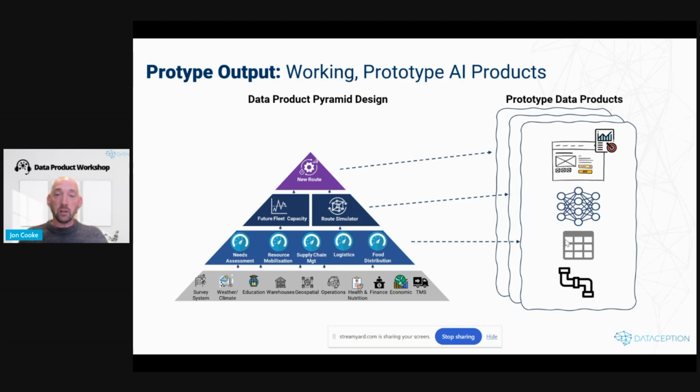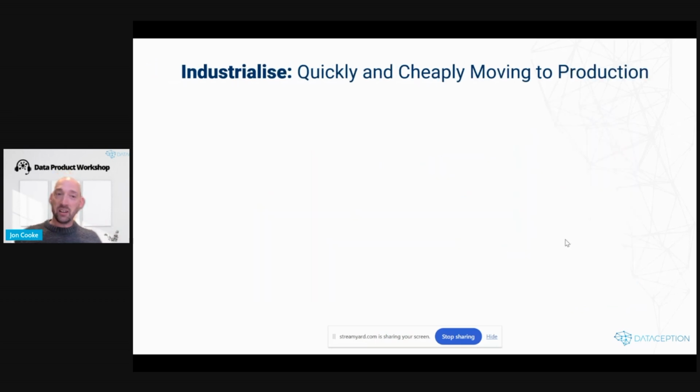You've got your prototypes. So the next bit, once you've got the prototypes, is that we need to industrialize. And this is the bit that's really, really important. Once you've proved it out and got the business all excited, you can't spend 12 or 18 months getting it into production, because the opportunity might move on and the business will get disheartened. So the industrialization piece is really important to get done quickly.